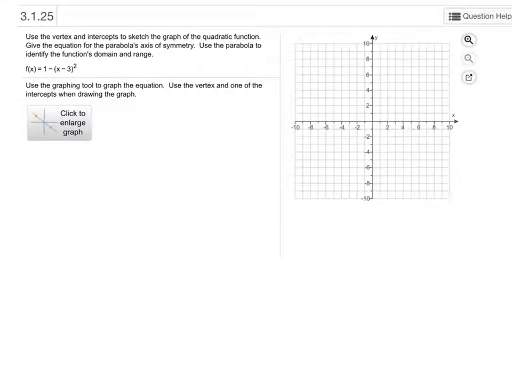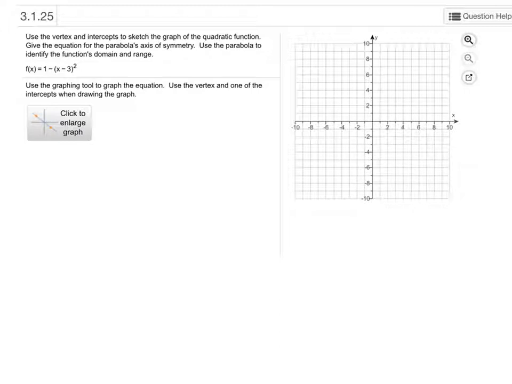I received your question in your Unit 4 homework about graphing the parabola or the quadratic function. So I wanted to make you a quick video on how to solve this problem since there are a few steps to it. This problem asks us to use the vertex and intercepts to sketch the graph of the quadratic function. Then we want to identify the axis of symmetry and the domain and the range.